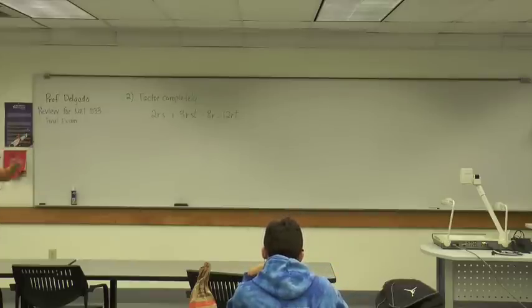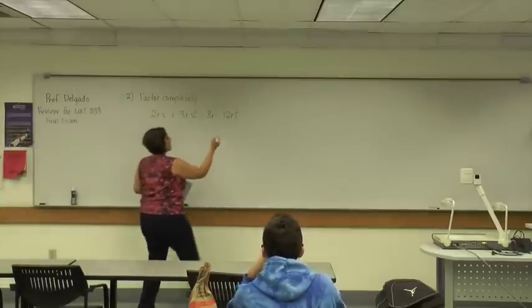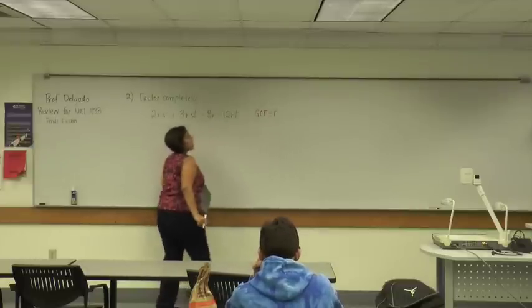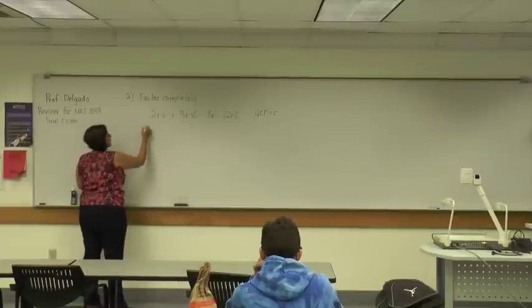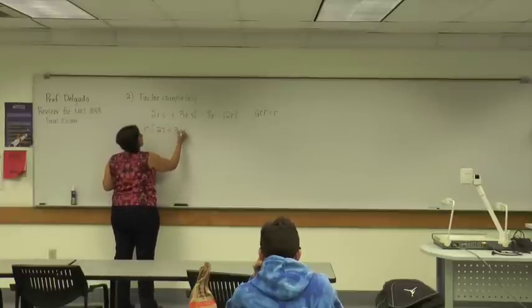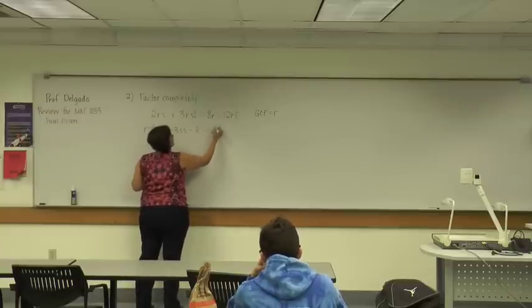But as we look across, I do think that we could factor out the greatest common factor. What looks like a common factor to all 4 terms? R, right? GCF is R. So let's go ahead and factor out an R. That leaves us with 2S plus 3ST minus 8 minus 12T.